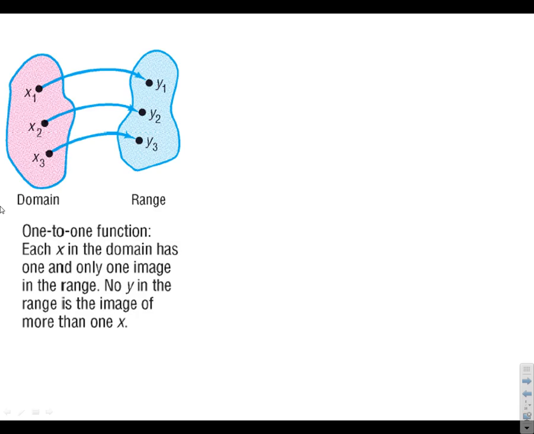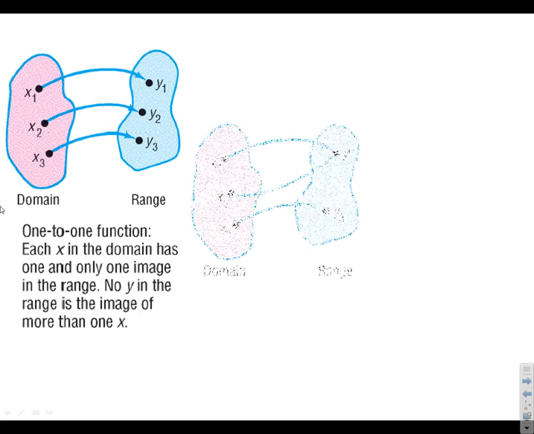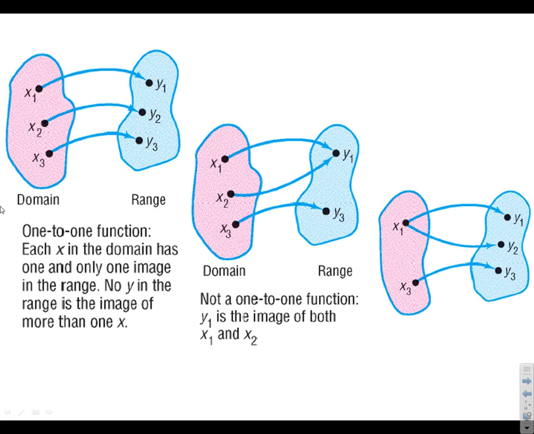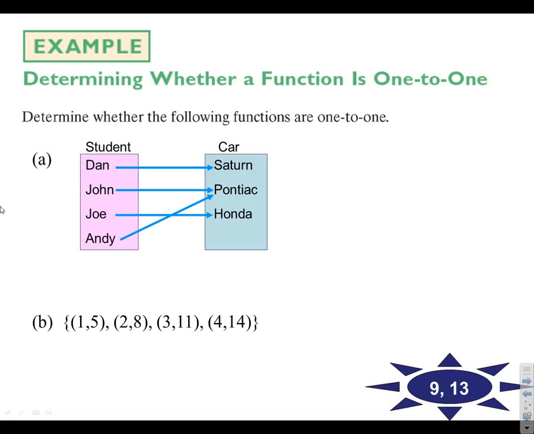Now, one thing to keep in mind here is that each x in the domain has one and only one y in the range. No y in the range matches up with more than one x, so clearly this one is out. The second one is not a one-to-one function, but it's still a function because every x has a specific y. But now here, the last one, we know that this is not a function because of x1. x1 has two different outputs, not allowed for a function.